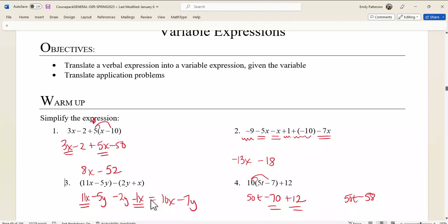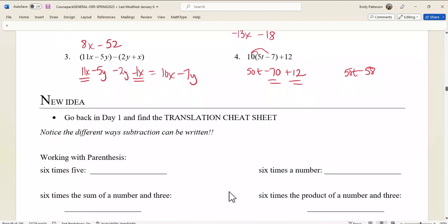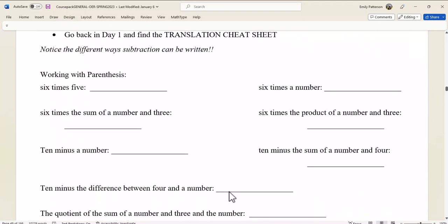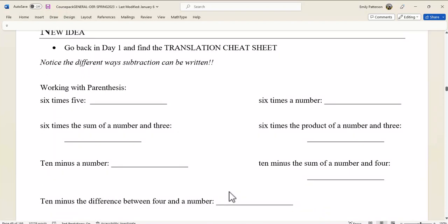So this is just a little reminder of what we did last time. What we're going to look at now is the idea of translating phrases into algebraic expressions. There we go. And if you'll notice, it says go back to day 1 and find the translation cheat sheet.